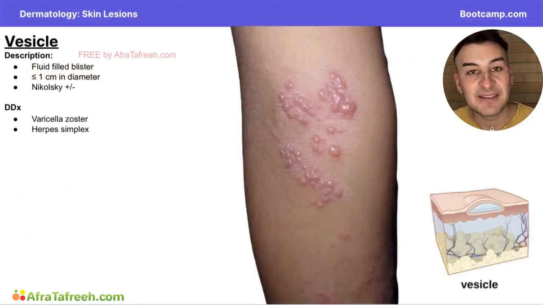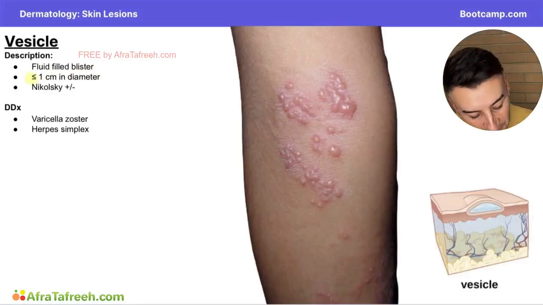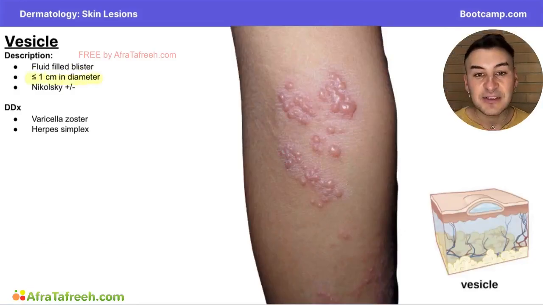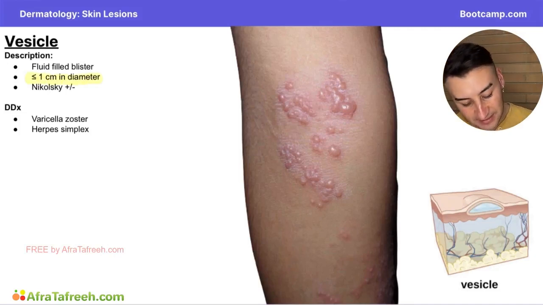Next, let's talk about vesicles, which are going to be fluid-filled blisters that are less than or equal to 1 centimeter in diameter. These vesicles can be Nikolsky sign negative or positive. Let's talk about what that means because it's important.